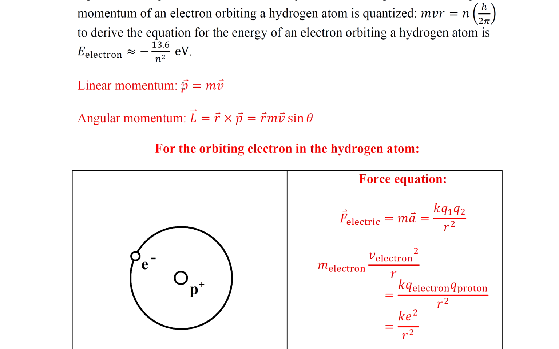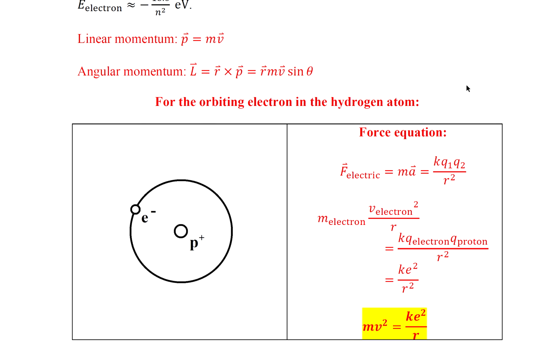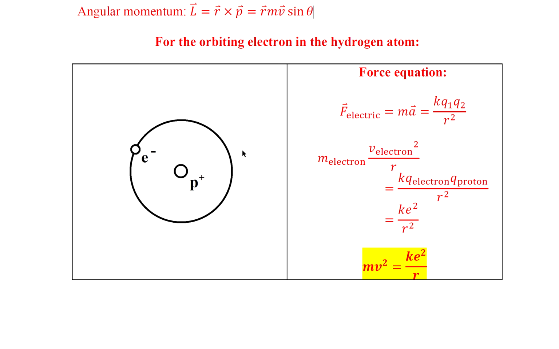Remember, in linear momentum, p equals mv. In angular momentum, L equals r cross p, which is rmv sine theta. So for the orbiting electron in the hydrogen atom, assume we have one proton in the middle and one electron orbiting the hydrogen atom.